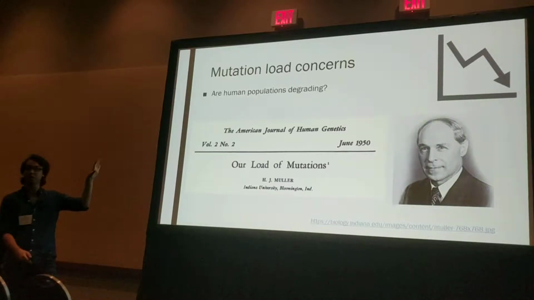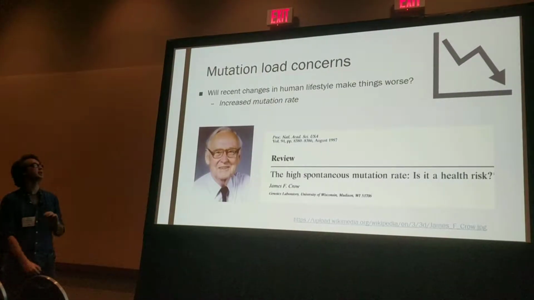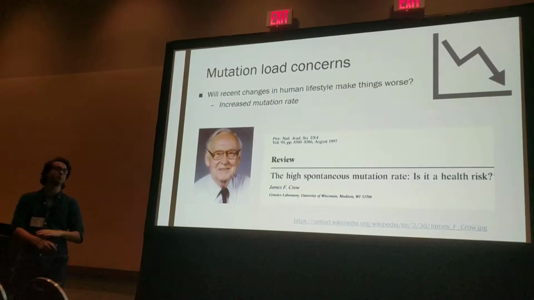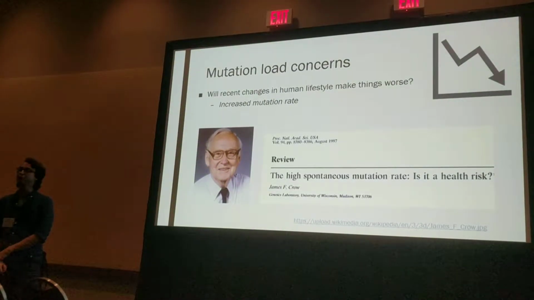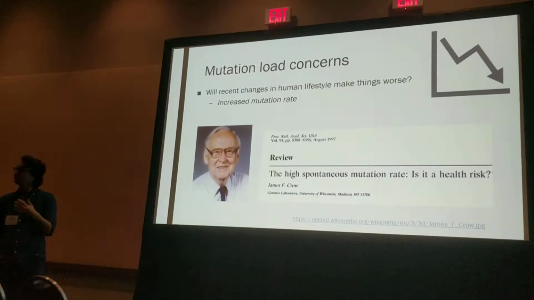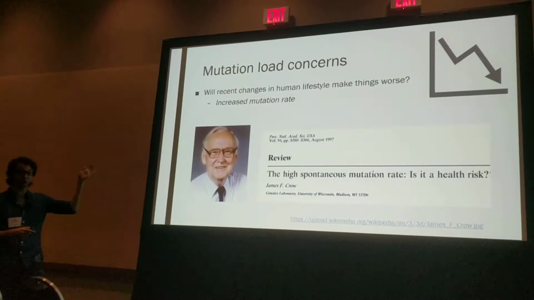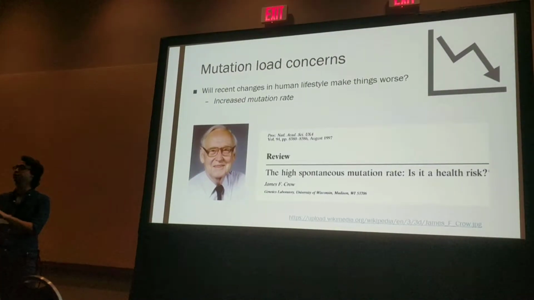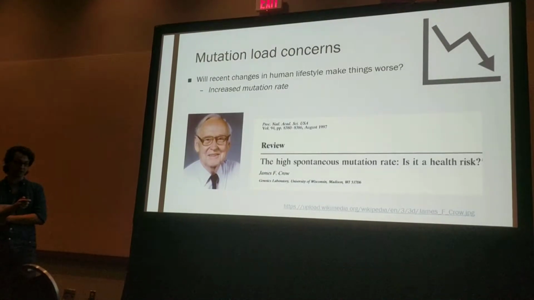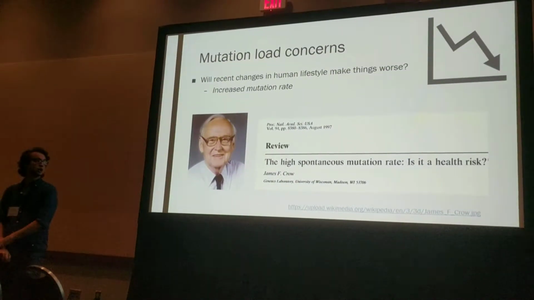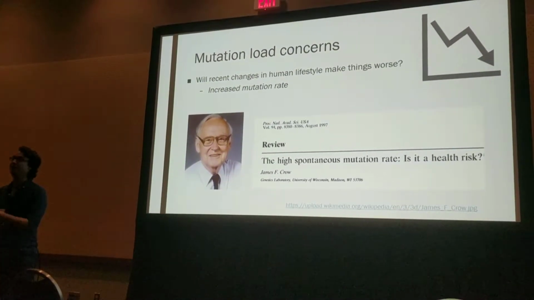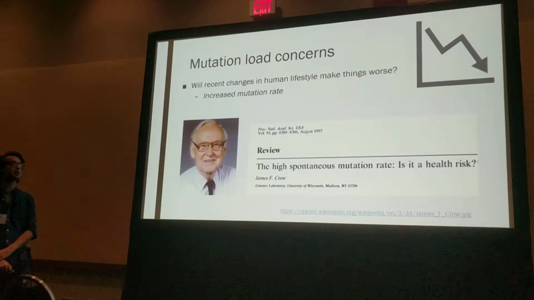Not only have people been worried about this in general, but also specifically in modern human populations, we've been worried that something about modern humans is making this even worse. For example, if there were an increase in the mutation rate recently, then that might make things much worse. Hermann Muller was very worried about this with regards to ionizing radiation. Probably a bigger problem was pointed out by James Crow, which is that as paternal age increases, the amount of mutations that get passed on increases.